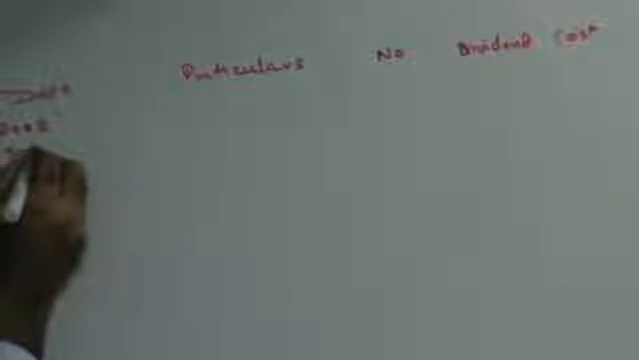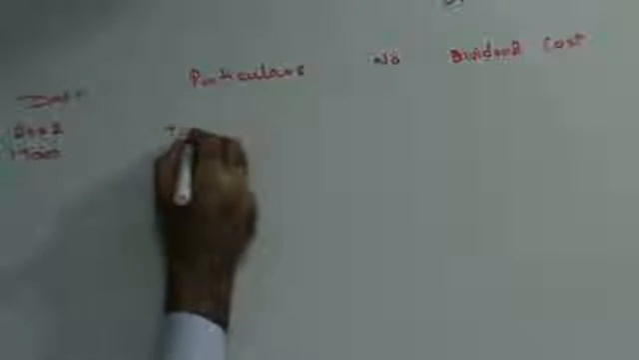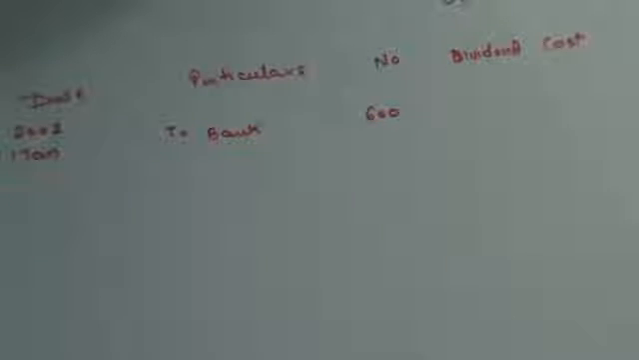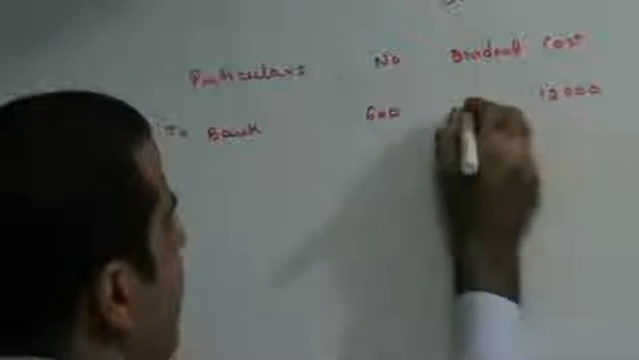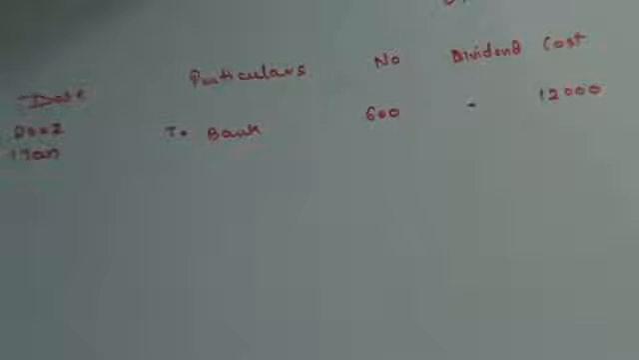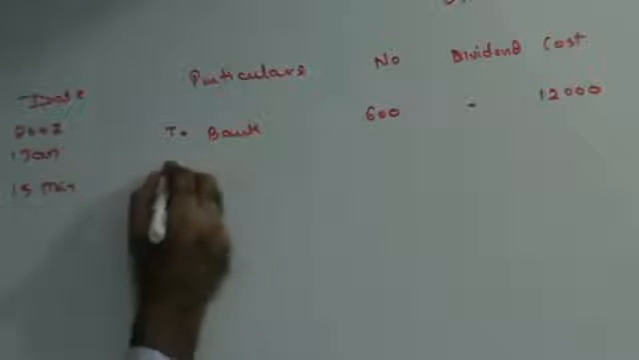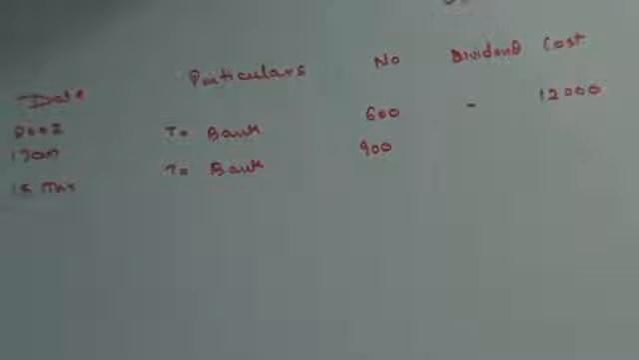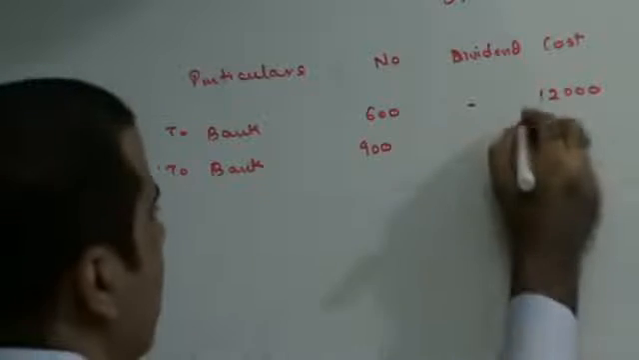Now let's start. On 1st Jan 2002, number of shares purchased is 600. So to bank, you have purchased 600 shares at 20 rupees per share. So that is going to be 12,000. Then on 15th March 2002, you purchased 900 shares to bank at a price of 25 per share. How much is that? 22,500.